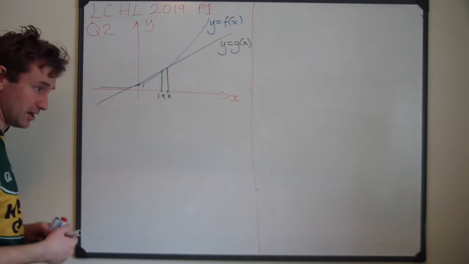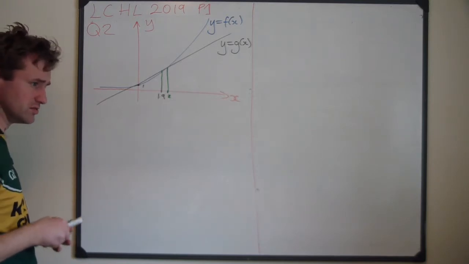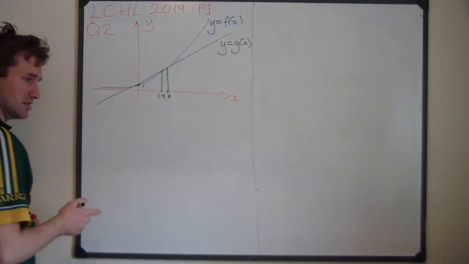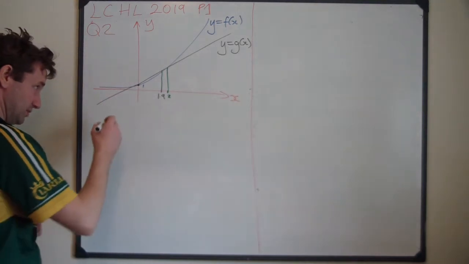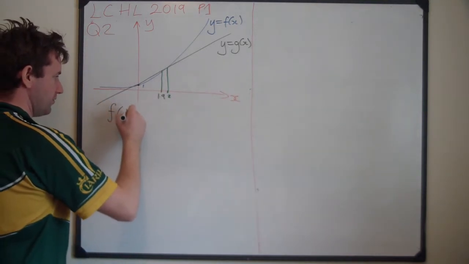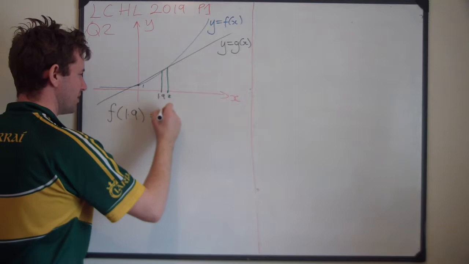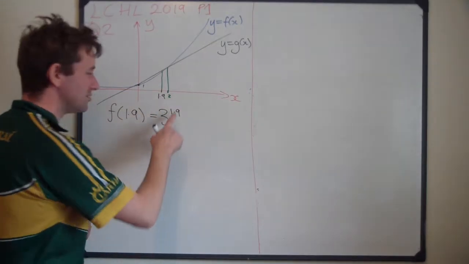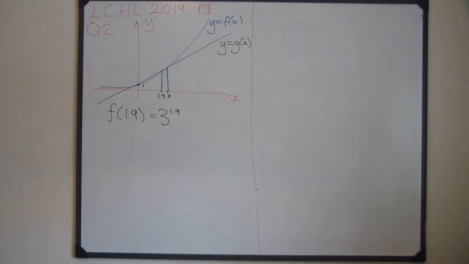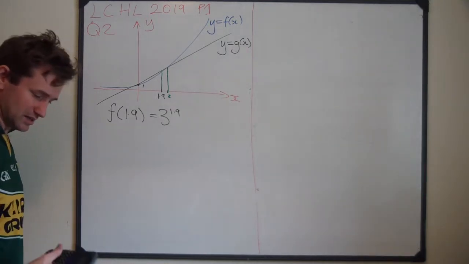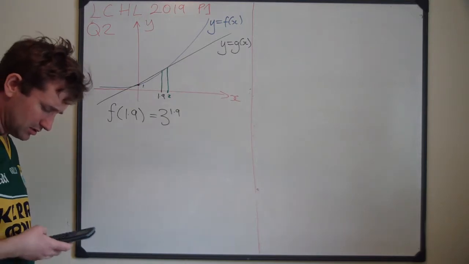Have we drawn the graph? Yeah. Part 2 now: use substitution to show that f of x is smaller than g of x for 1.9. So f of 1.9 is 3 to the power of 1.9. Now you can mess around with this. What is it? The 10th root of 3 to the power of 19. But we'll just use a calculator here and we'll estimate it.